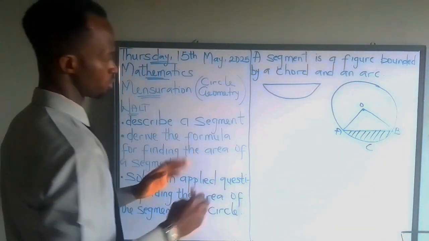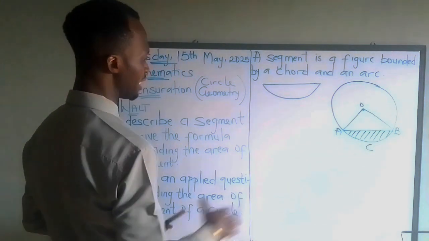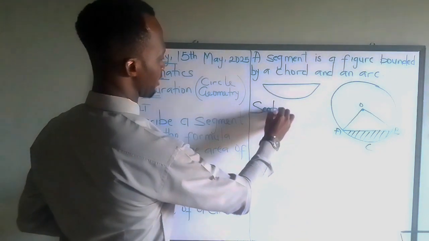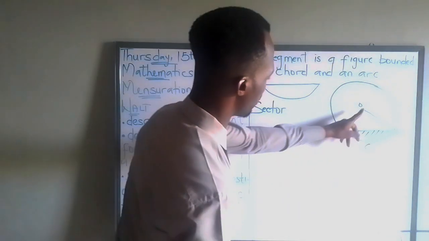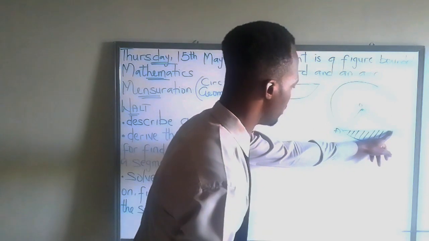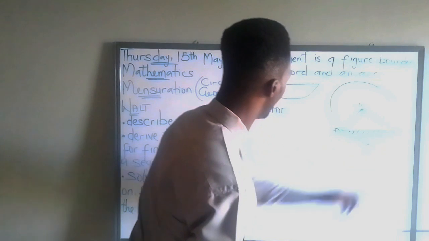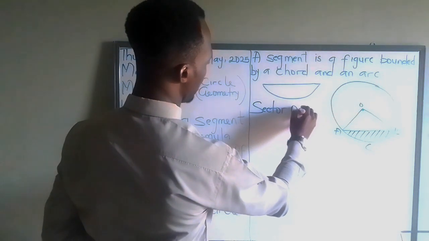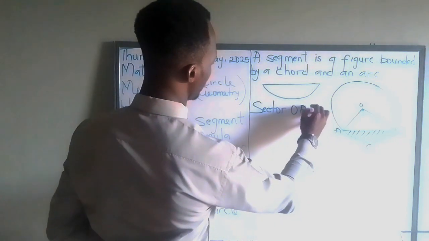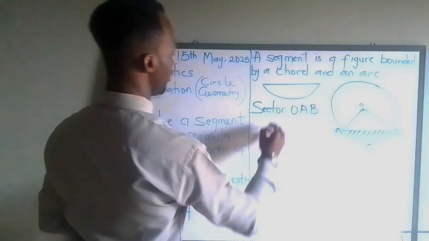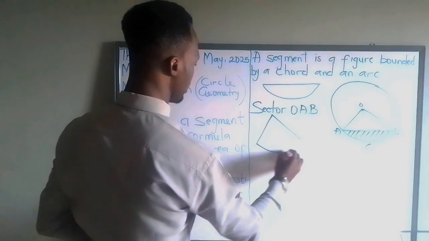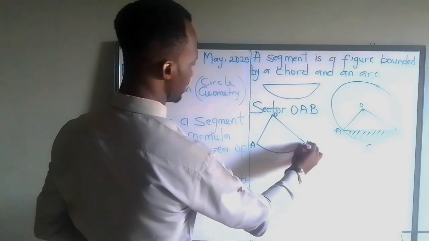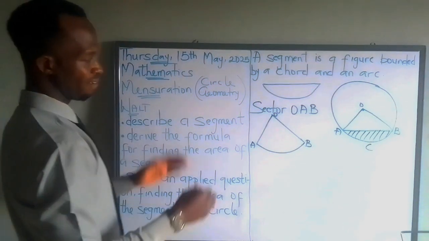Now, take note that here there is a sector, right? First we have a sector. If you remember the videos, there is a sector here. So let's first label our sector. This is sector OAB, okay? So we draw out our sector. This is a sector, right? This is O, this is A, and this is B. All right, so we have a sector.